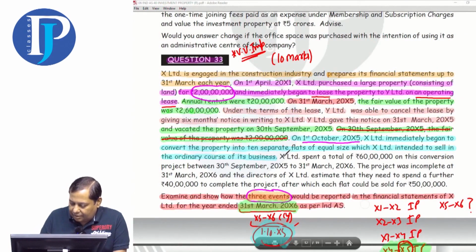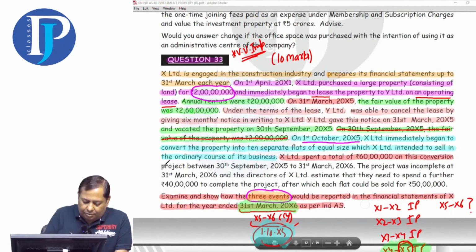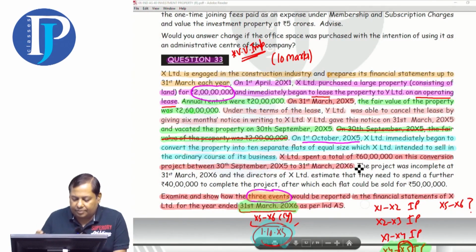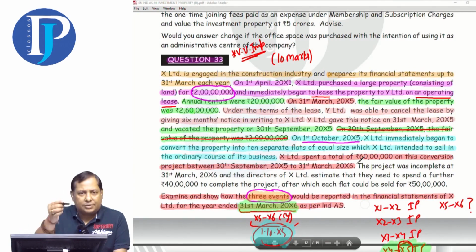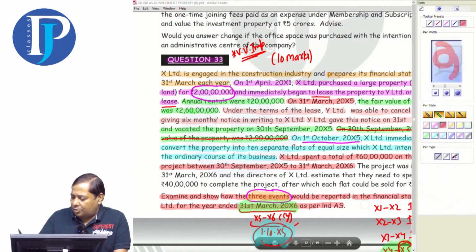Further it says, X Limited spent a total of 60 lakh rupees on this conversion project between September 30 X5 to March X6. Land worth 2 crore and construction cost was 60 lakh. The total cost is 2 crore 60 lakh rupees. Thus, the cost of inventory is formed. Ind AS 2: cost or NRV, whichever is lower. I can perform the valuation for this and we will do it later. Let's read ahead.